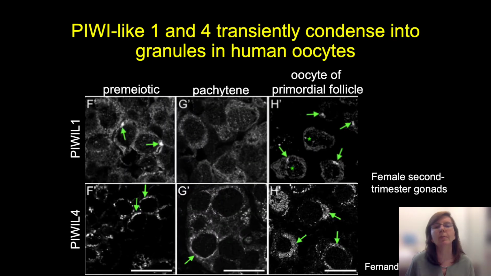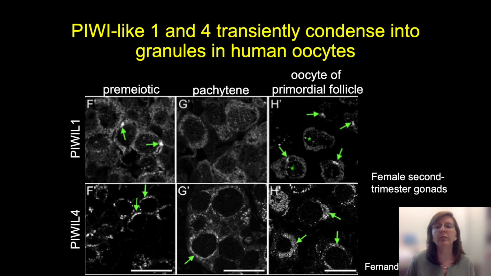An example of a membraneless organelle has been more recently characterized in human oocytes as well. So here we're seeing regulated phase transitions of two PIWI-like proteins, PIWIL1 and PIWIL4. PIWI-like proteins are endoribonucleases that bind piRNAs. They also regulate the stability of microRNAs.